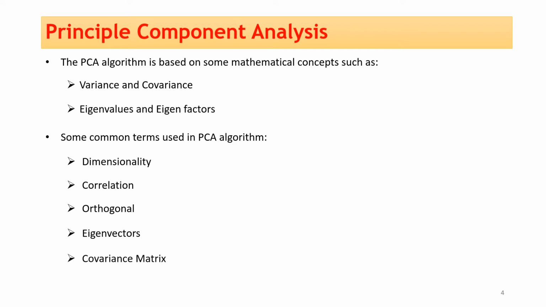And the last term which we are going to use in the PCA algorithm is the covariance matrix. What is a covariance matrix? A matrix which contains the covariance between the pairs of variables is called a covariance matrix. So these are the basic terms which we are going to use in the PCA algorithm. These basic terms are fully related to the mathematical concepts, that is variance, covariance, eigenvalues, and eigenvectors.